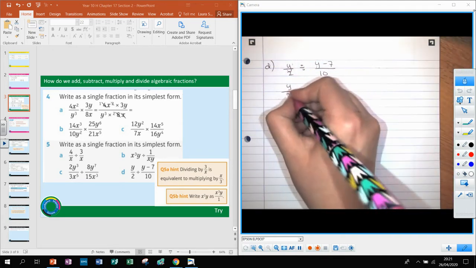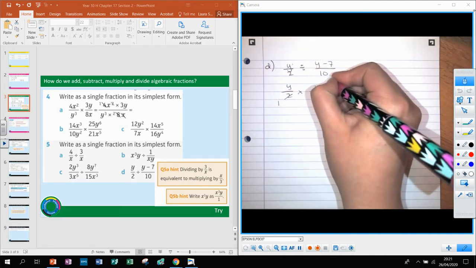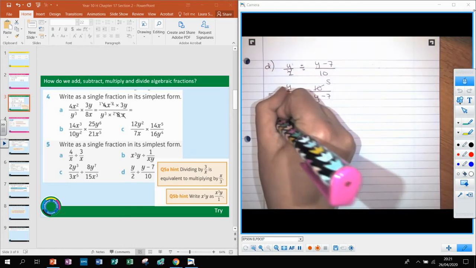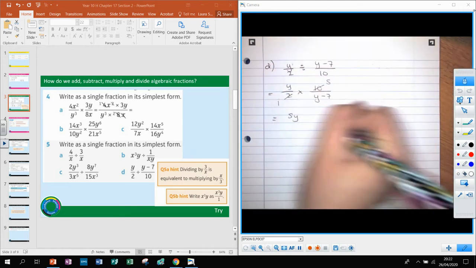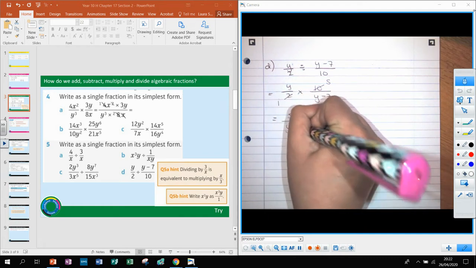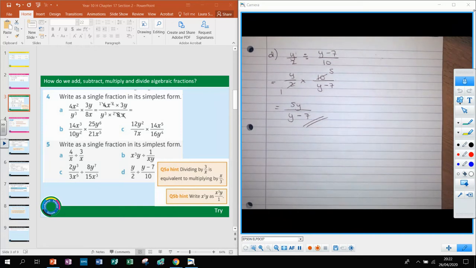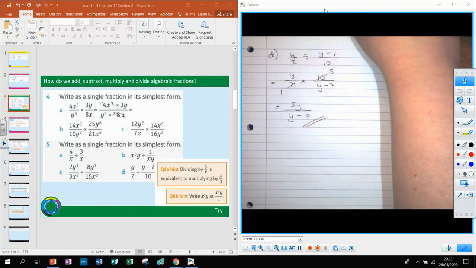But I can cancel that 2 and the 10 by dividing by 2. And that is going to give me my final answer of 5y over y minus 7. And there we go. So that's that section sorted. And hopefully you guys do really well there.